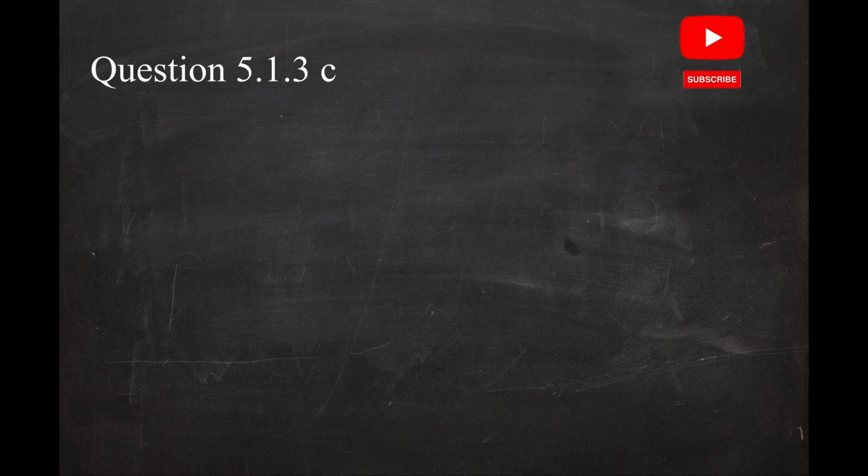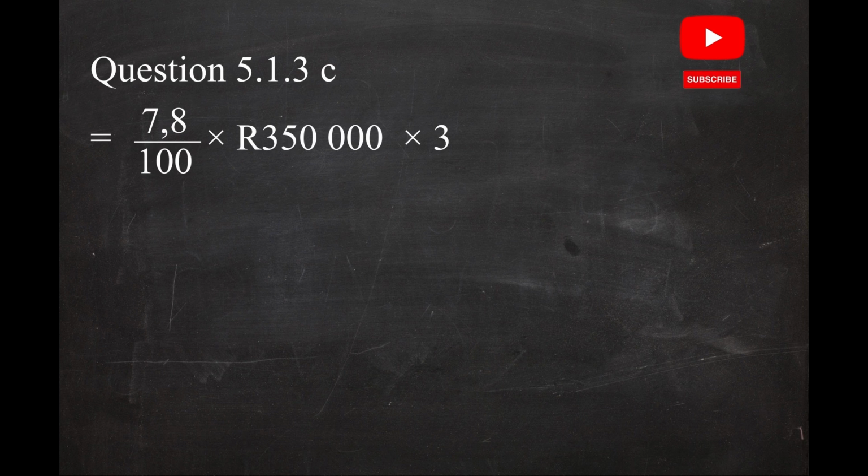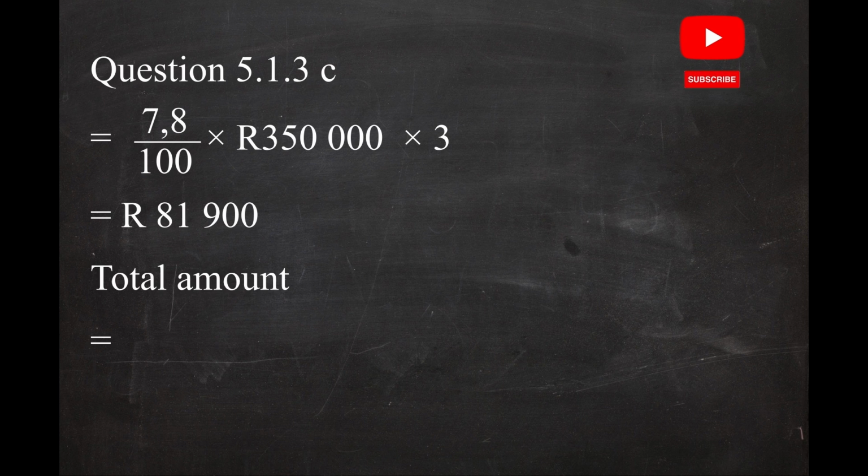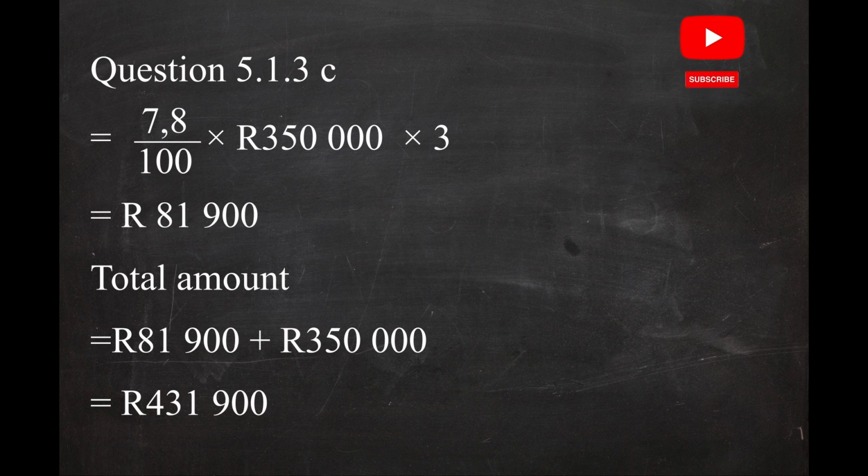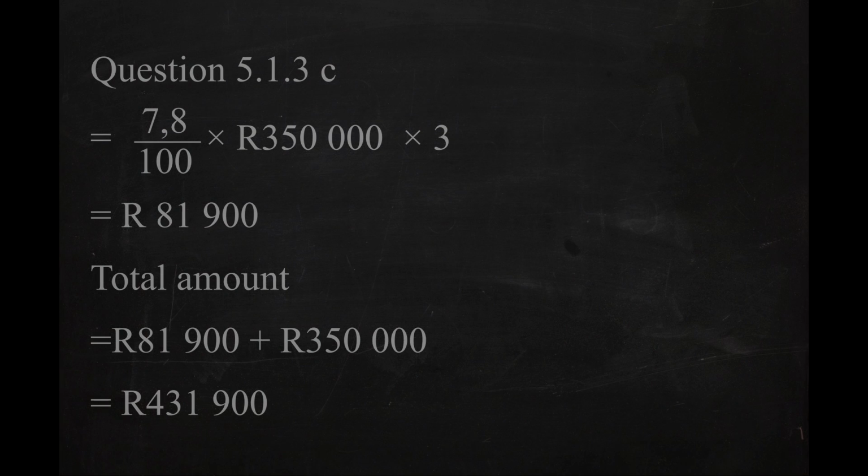The interest amount over 3 years is equal to 7.8 over 100 multiplied by 350,000 multiplied by 3 years, and this equals a total interest of 81,900 Rand. The total amount that you will have to pay back is equal to the interest amount of 81,900 Rand plus the loan amount of 350,000 Rand, and this equals a total amount of 431,900 Rand.